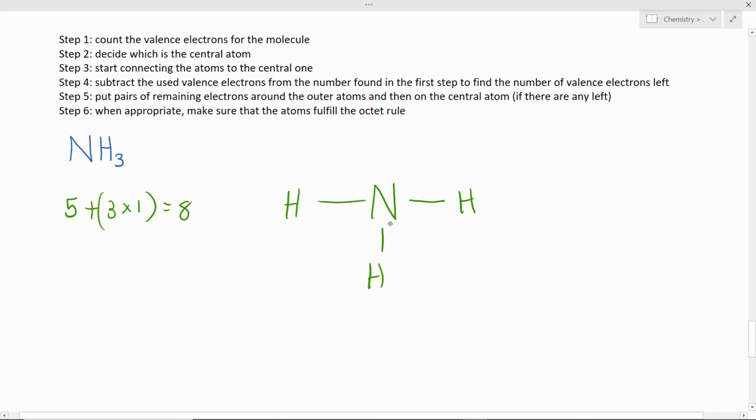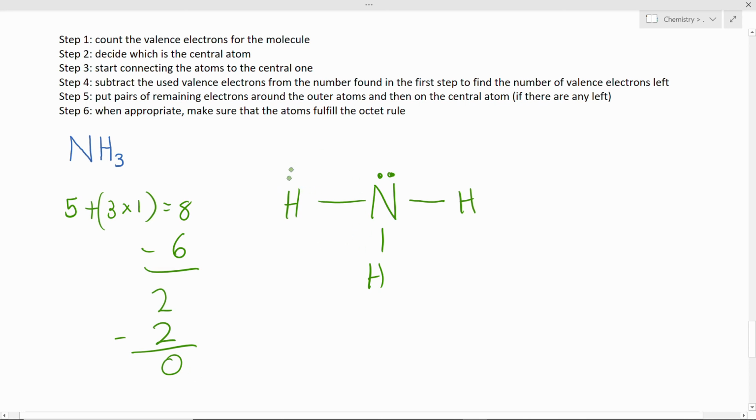And now we calculate how many valence electrons we used. So for 3 bonds, we know we used 6. So now we have 2 valence electrons left. And as you know, the rule is to put the remaining valence electrons on the outer atoms. Now, because hydrogen can only carry 2 electrons, we don't put any extra electrons on any hydrogen atoms. We instead put them on the central atom. And now we have used our 2 valence electrons left, and we have 0 left to use.